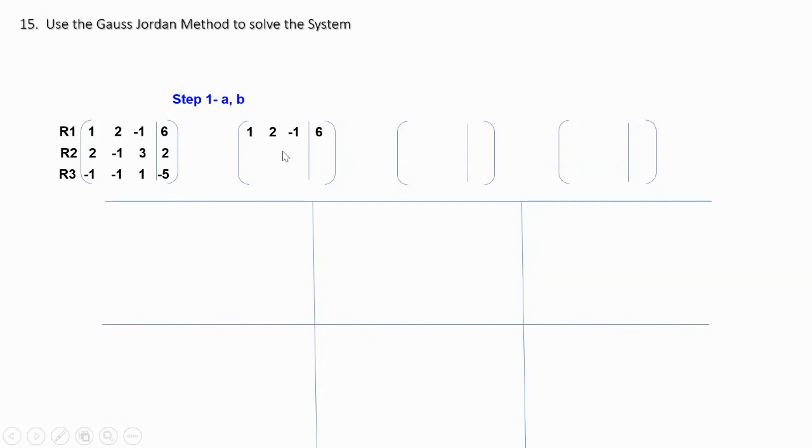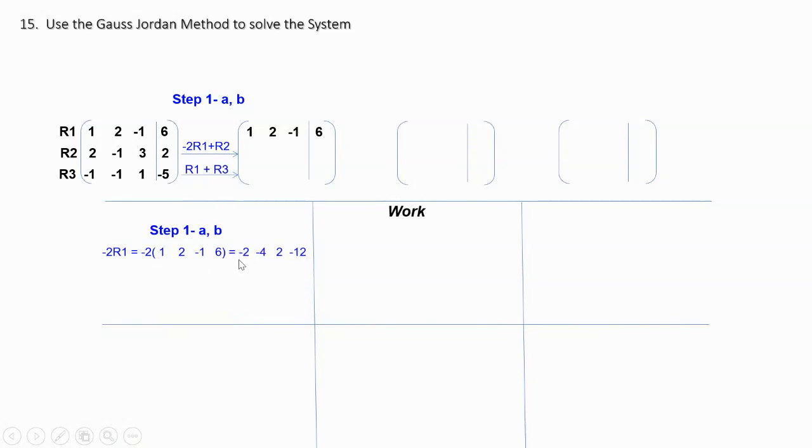So step 1, row 1 stays the same. I need to change row 2 and row 3. I'm going to multiply negative 2 times row 1 and add it to row 2. Then I'm just going to add row 1 plus row 3, and that guarantees it's going to give me a 0 where the negative 1 is. So it's going to be row 1 plus row 3. And here's my work, step 1, A and B.